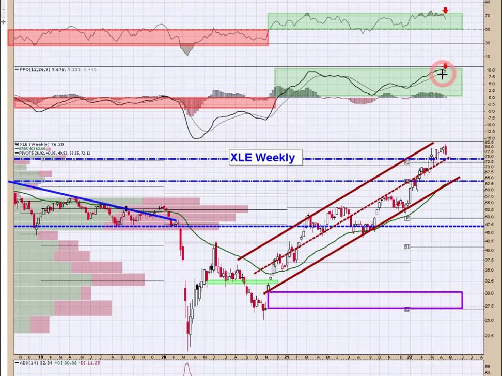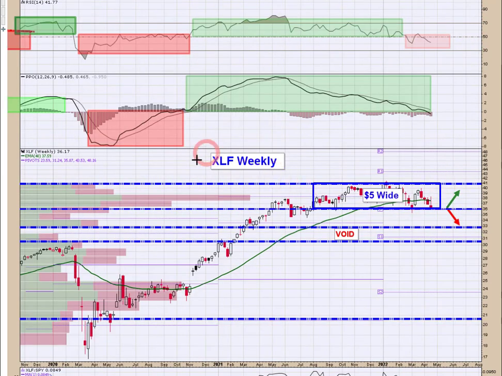Notice the PPO is about to put in a high-level bear cross, and we've already dropped down from overbought into the range. And once you do that, it usually doesn't reverse. It usually comes down here like it did before, comes down to this 50% level, and then bounces back up.